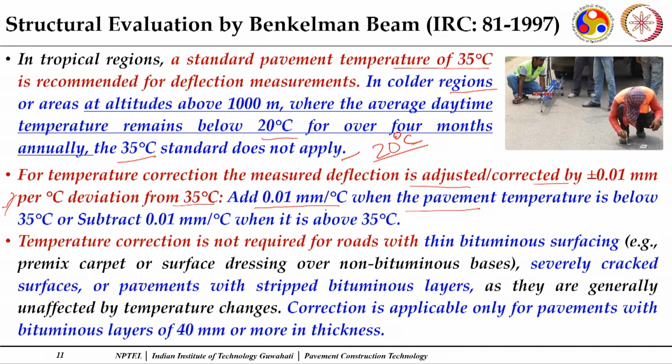So, add 0.01 mm per degree centigrade when the temperature is below 35 degree centigrade, and if it is higher, say 2 degree higher, 37 degree centigrade, then I will deduct a value of 2 into 0.01 mm, that is 0.02 mm, from the measurements which are obtained at 37 degree centigrade.